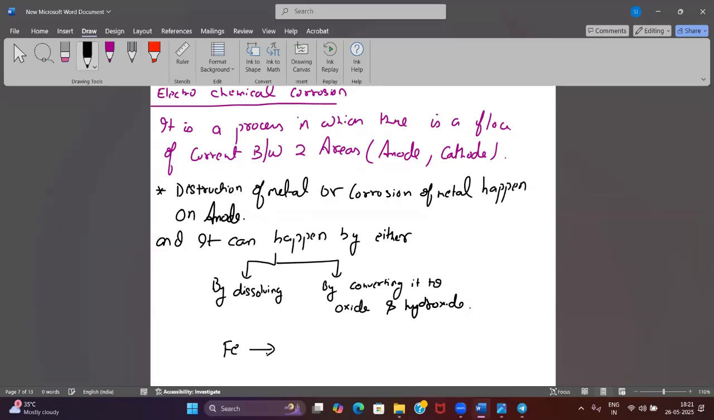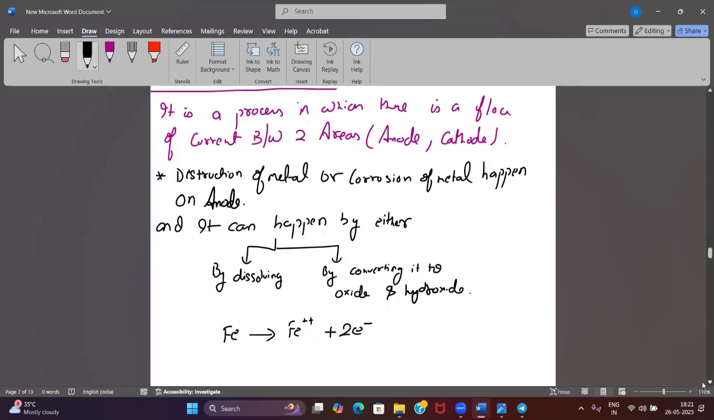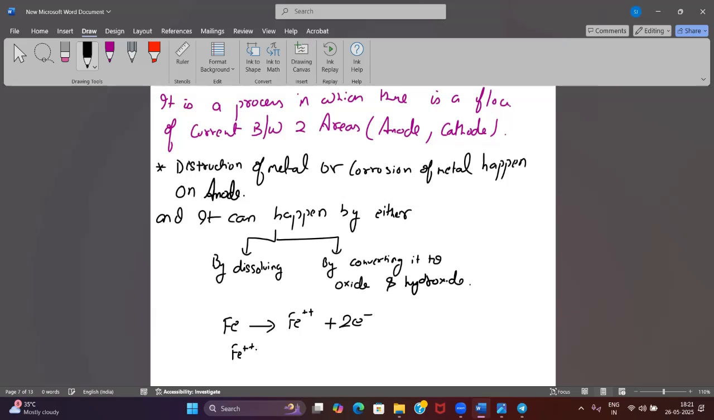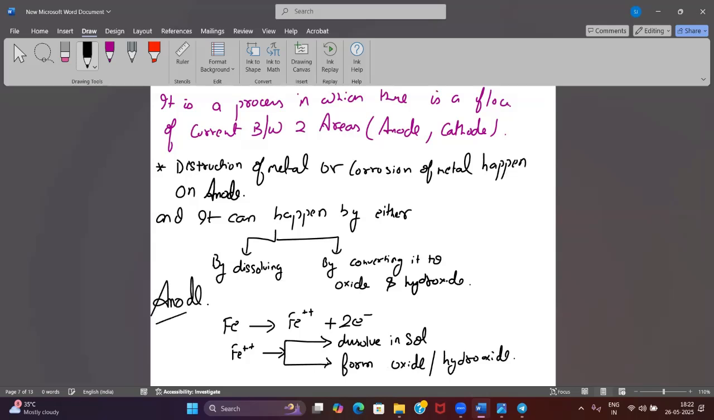Fe, when it is going to dissociate, it is going to dissociate into iron ions and your electrons. Now this iron can either dissolve in solution, or form oxides or hydroxide. Okay, this is what is happening in the anode. Your iron breaks and does this thing.